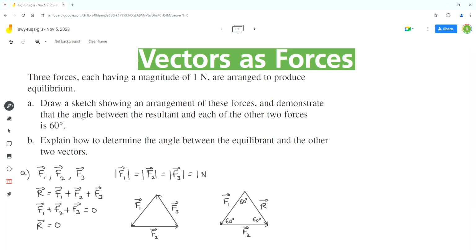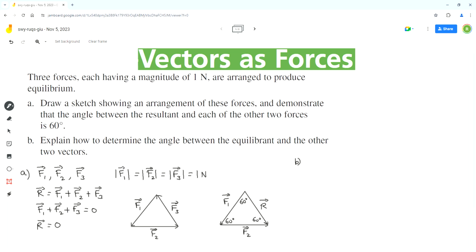So we can see that the angle between the resultant and F1 is 60 degrees and the angle between the resultant and F2 is also equal to 60 degrees. And we can show the same for other pairs of forces like F1 and F3 and the resultant, and F2, F3 and their resultant. So that means the angle between the resultant and each of the other two forces is 60 degrees for all possible arrangements. So we are done with part A. Now we can analyze part B.